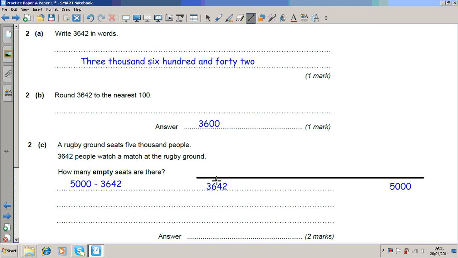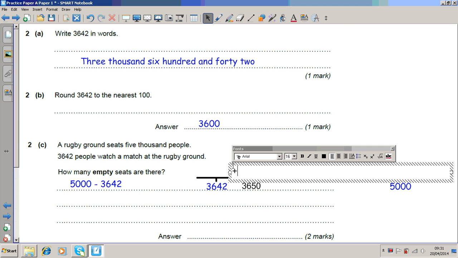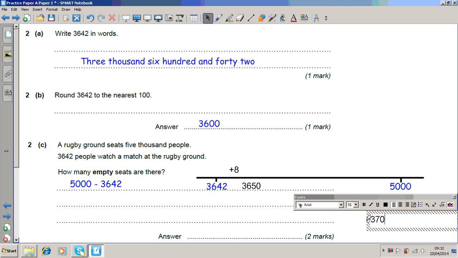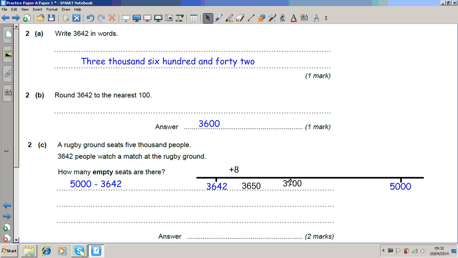So we're looking at the difference between these two numbers. How do I go up from one number up to the next? So first job, we can go up to 3,650. So what did I add to get to that? I added 8 to get there. Add 8. And then the next number, we could go to 3,700, which is there. And how do I get to that? Well, I add another 50.